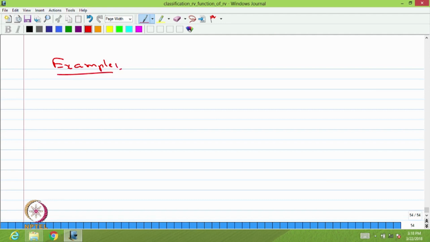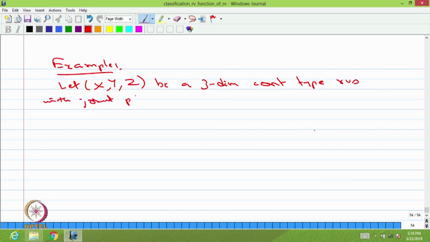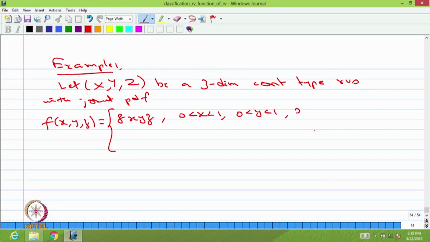Example 1. Let X, Y, Z be three-dimensional continuous type random variables with joint probability density function f(x, y, z) = a times 8xyz when x takes a value 0 to 1, y takes a value 0 to 1 and z takes a value 0 to 1, and 0 otherwise.